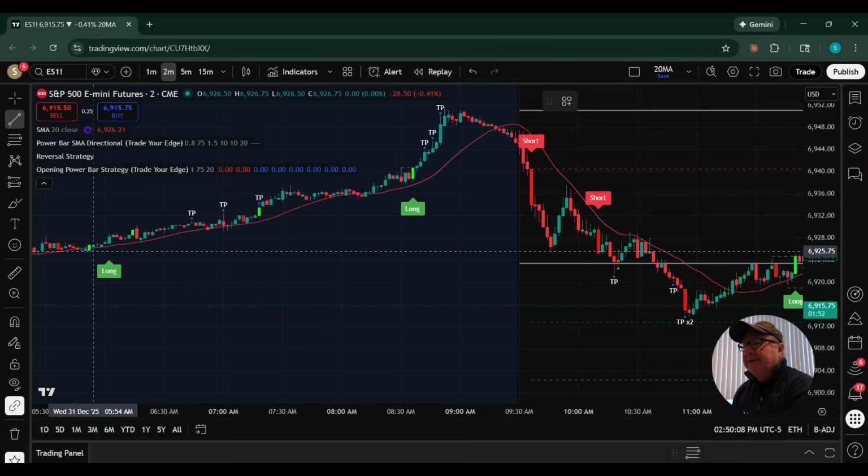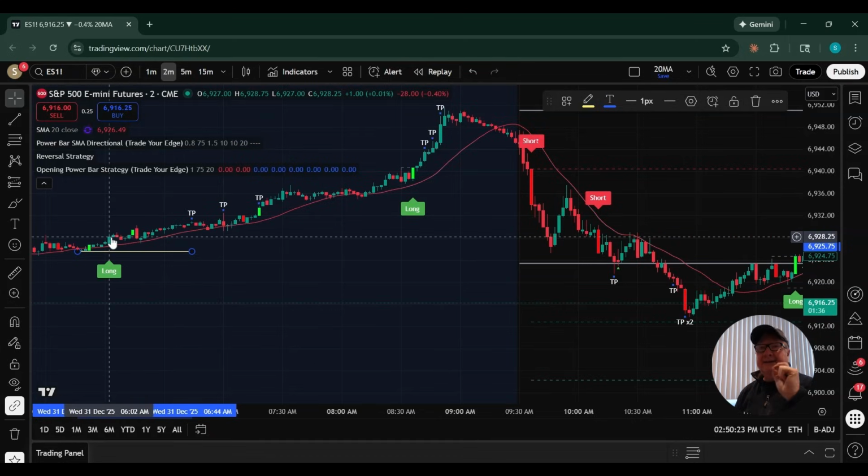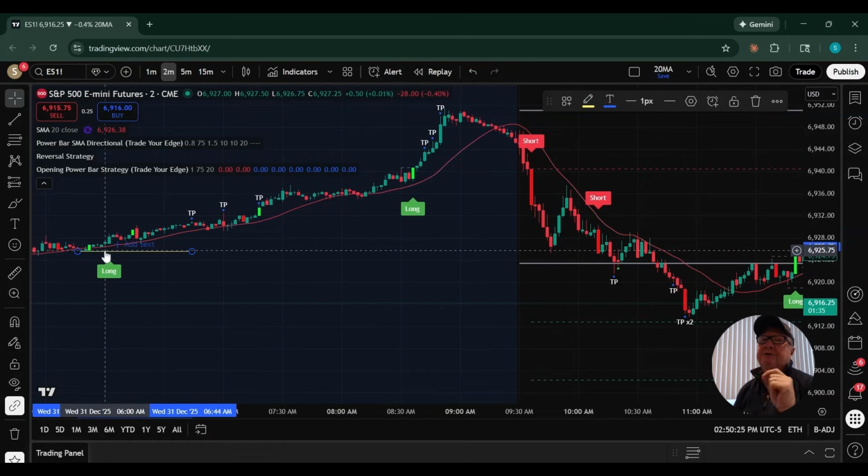With this first signal, which happened at 6 a.m., and I guarantee I was not trading this at 6 a.m., but that's your stop, right? The power bar signal goes off, that's your stop. It's clear, it's tight, it's based on structure.